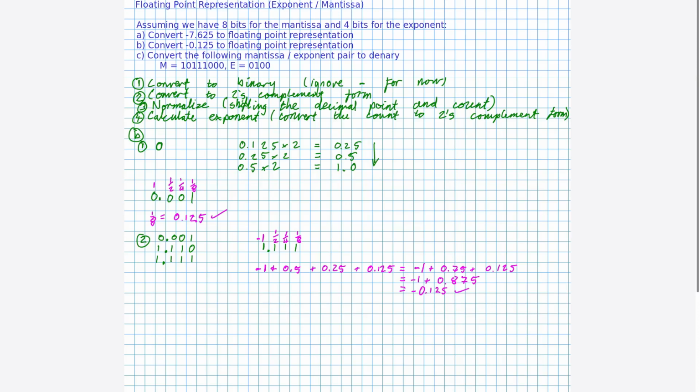Okay, the next step is to normalize. So remember when I said positive numbers always have to start with 0.1 and negative numbers always have to start with 1.0. Let's have a look. If I shifted this decimal point to the left, I would end up starting with 0.1, and it's a negative number, so it should not be like that. That's the wrong thing to do. The only other option I have is shift it to the right.